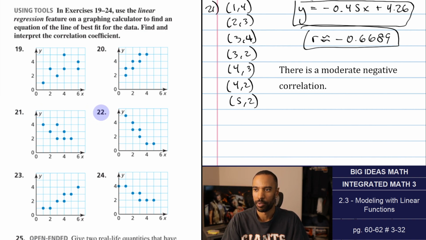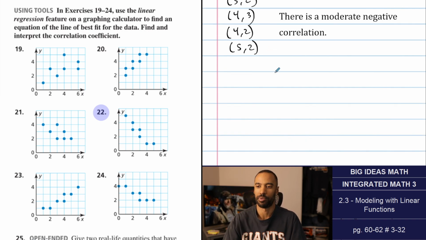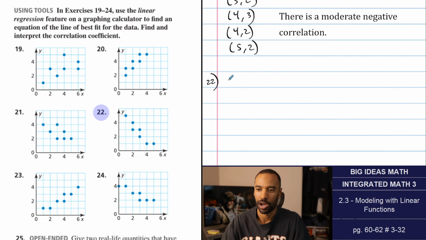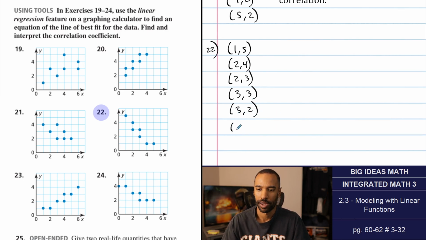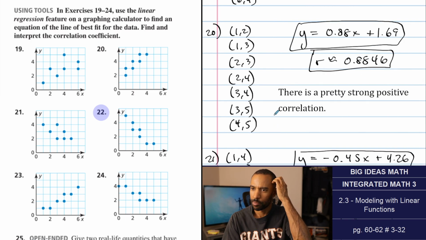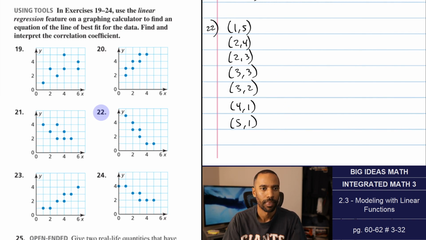Number 22 is going to be pretty strong. 22 is going to be the strongest of the bunch, it looks like. It will be negative, but it looks to be strong. All right, our points are 1, 5, 2, 4, 2, 3, 3, 3, 3, 2, 4, 1, 5, 1. I'm predicting, wait, what was number 20? 0.8. I'm predicting something in the negative 0.9s this time. It's my prediction.